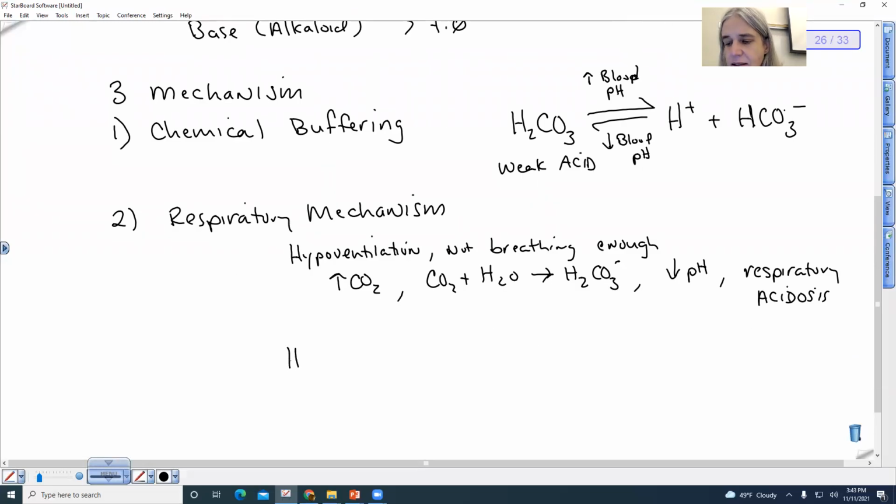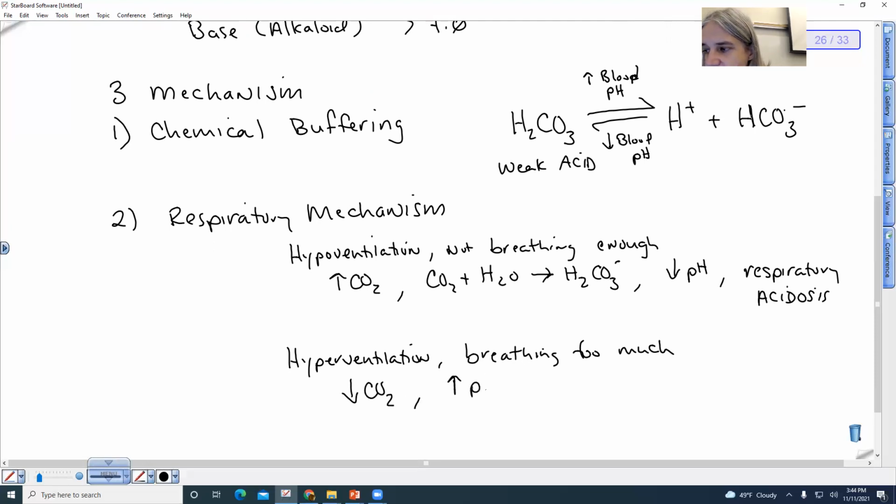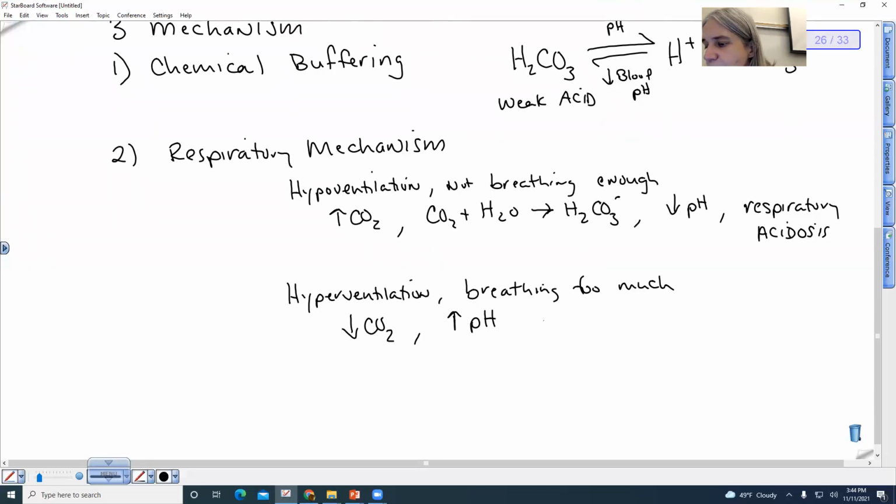Hyperventilation, on the other hand, means that you are breathing too much. So you're blowing off too much CO2. So that means you're getting rid of CO2. So CO2 is low. So this is going to actually increase the pH. And so this is going to lead to respiratory alkalosis.